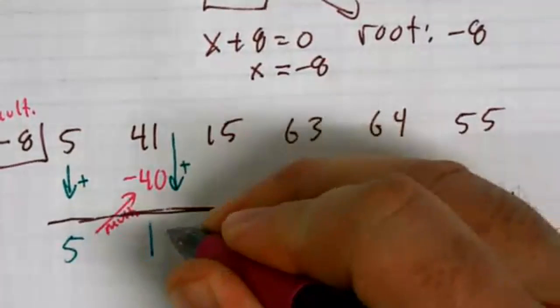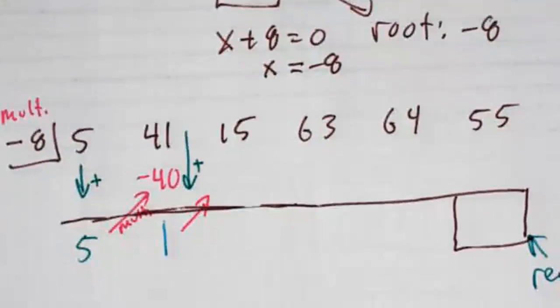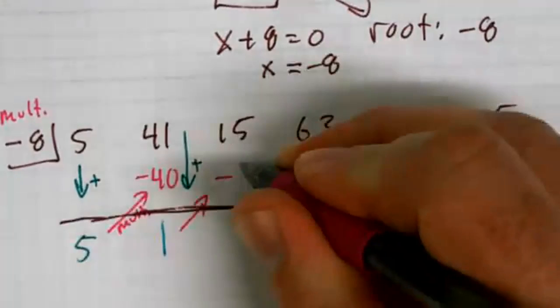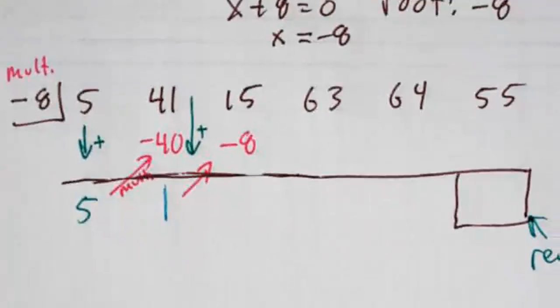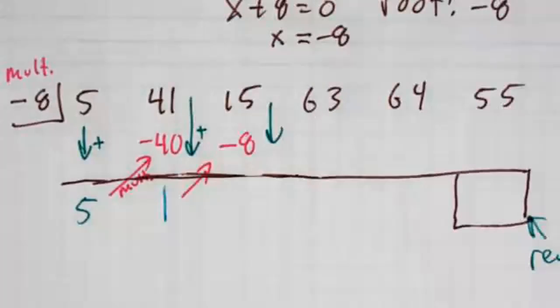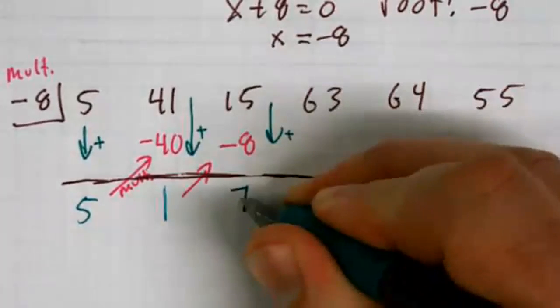And then we multiply going up diagonally. We always multiply by the same thing, whatever's in the box. In this case, that ends up being -8. 1 times -8 is -8. And then we add, then we multiply, then we add, then we multiply, and then we add, and we multiply, and we add one more time, and we're done. So keep going there. That gives us 7.